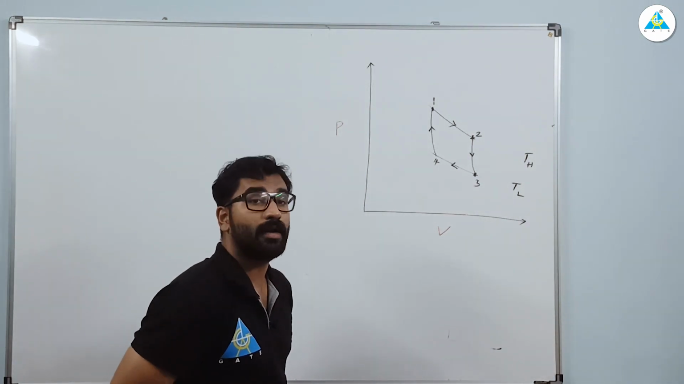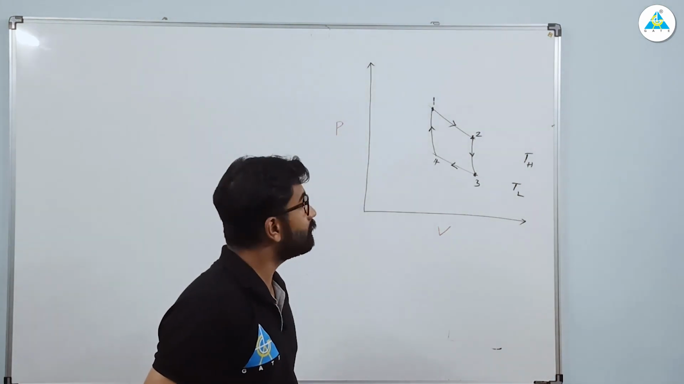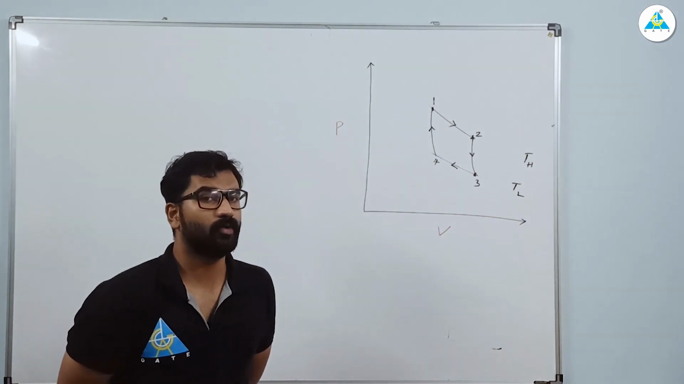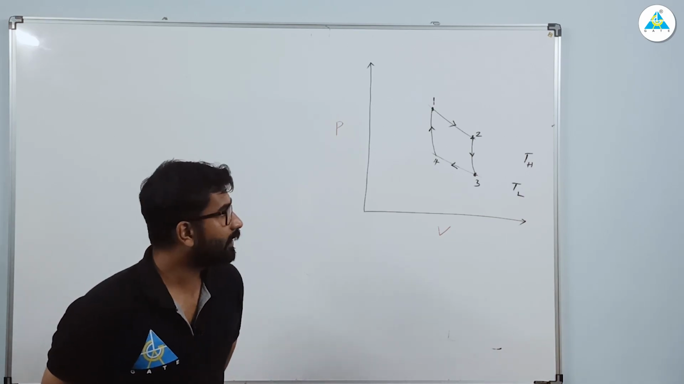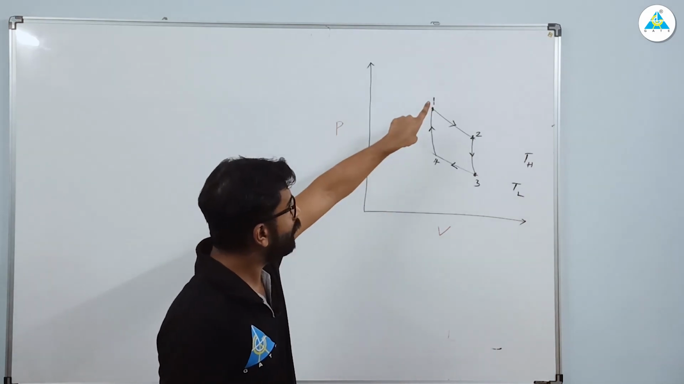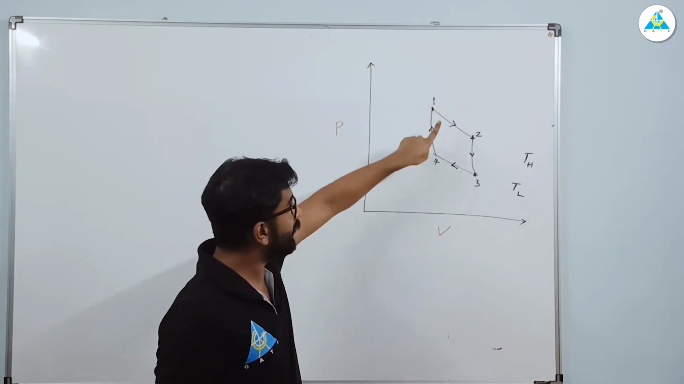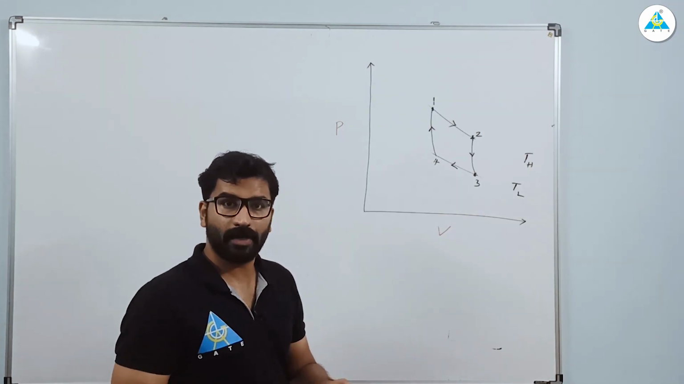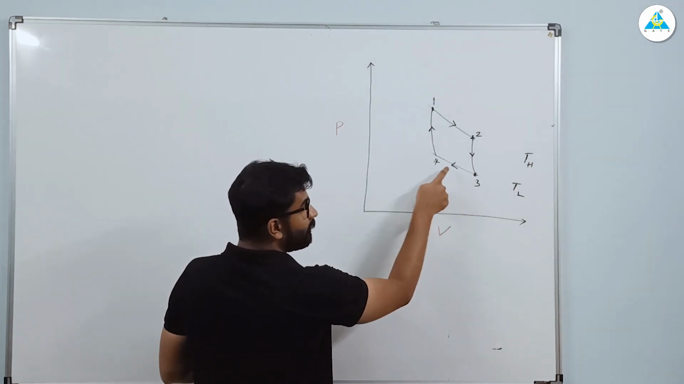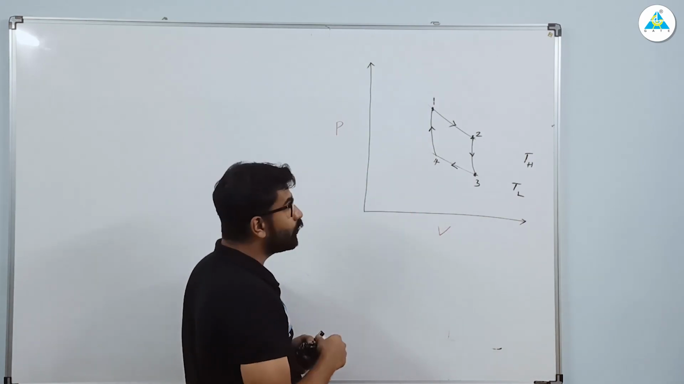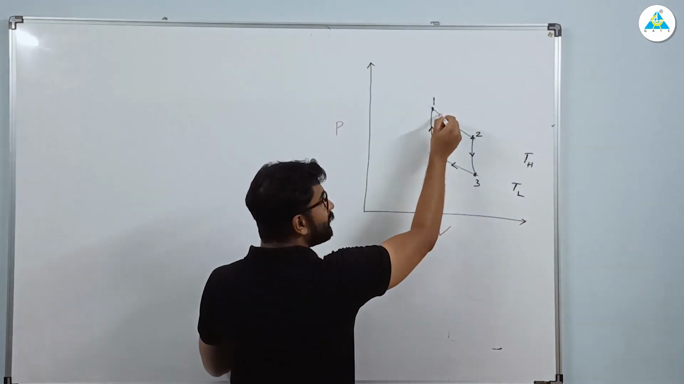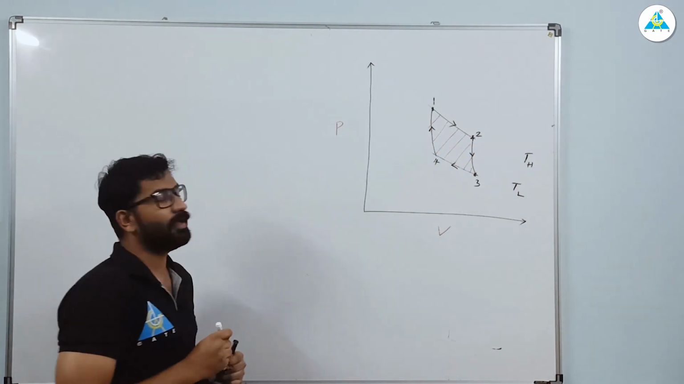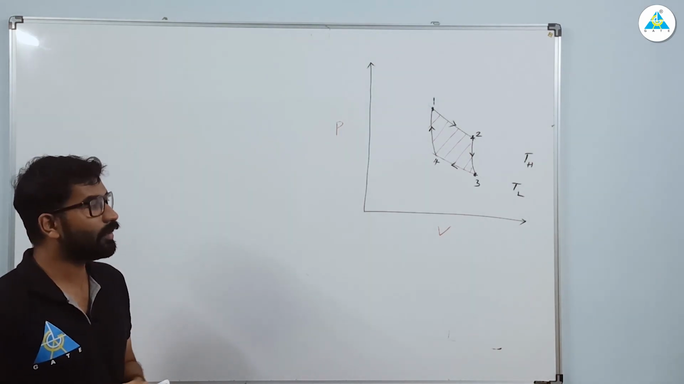Now how will you find the work done by the Carnot cycle? Obviously the area under the PV diagram will give you the work done. Clear? So what we will do is very simple. What is the area under the expansion? Expansion is 1, 2, 3. This complete area will give you the expansion work. What will be the compression work? Compression work will be 3, 4, 1. So when you do that, you will be getting the area inside the cycle. The area inside this particular thing will be your work.